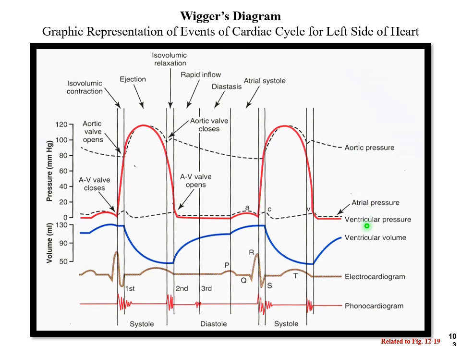I'll keep the labels here on the test. The red is ventricular pressure. The dotted line, black here, is atrial pressure. So you can see right here, there's a crossover where the red crosses over the black. That should immediately trigger in your mind, oh yeah, the AV valve should be closing there, because the pressure generated in the ventricle is higher at that point than the atrial pressure.